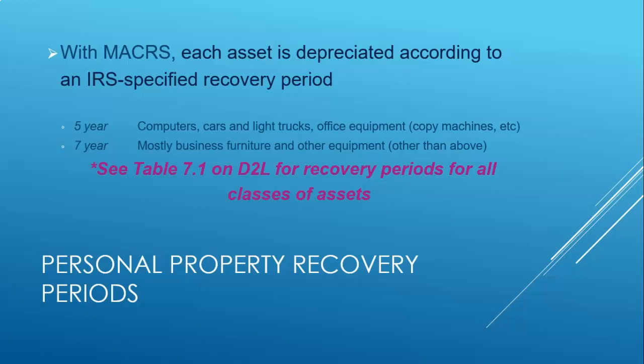Office equipment, such as copy machines, fax machines, things like that, pieces of equipment that are in an office, are also 5 year equipment. 7 year equipment is any kind of furniture in the store or office, and any other kinds of equipment other than computer equipment or office equipment, which are both 5 year stuff. So any other kind of equipment besides those is all 7 year stuff. Okay, so pretty simple.